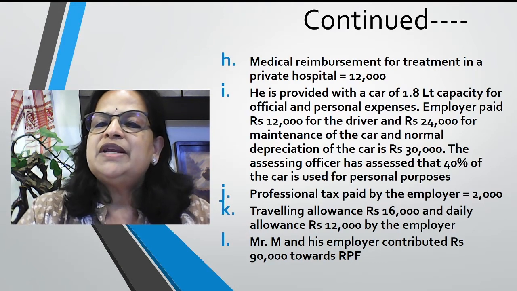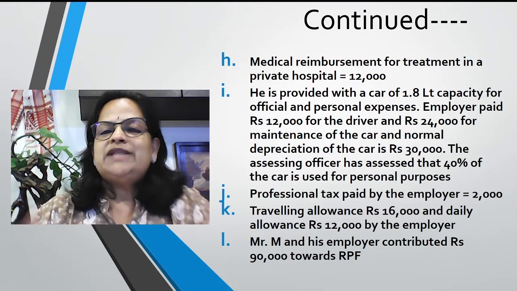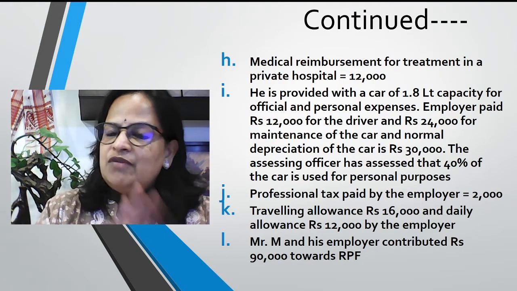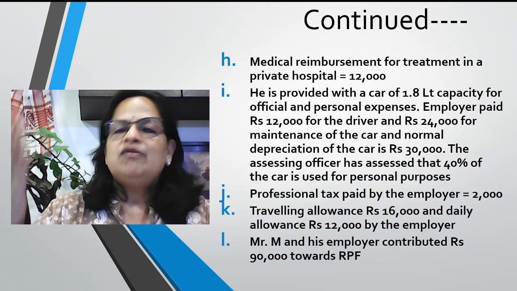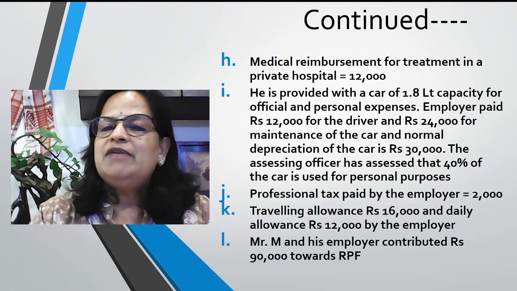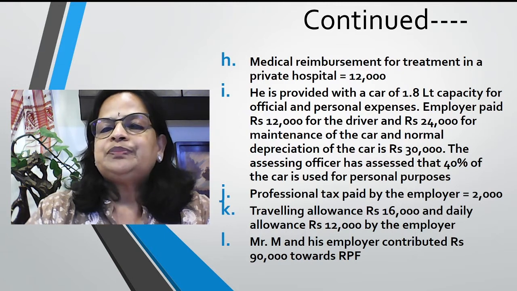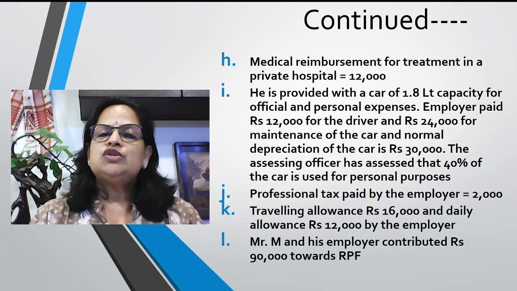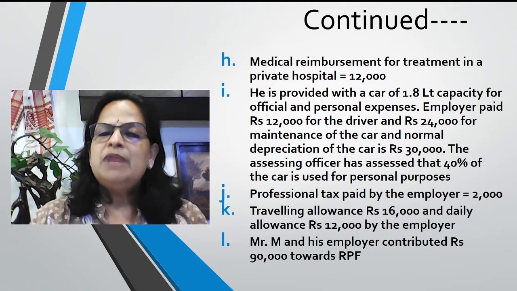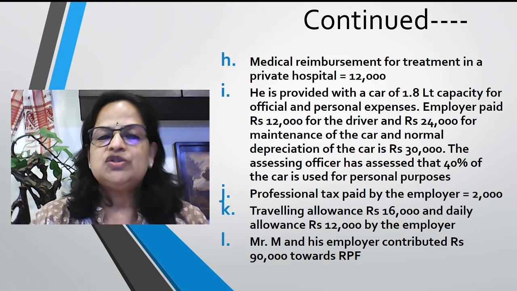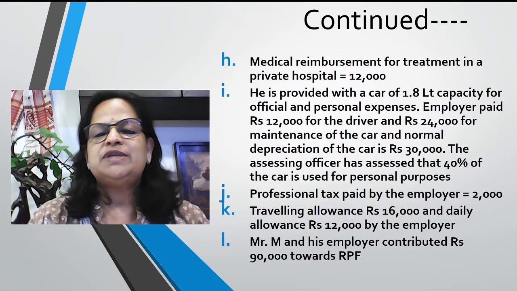Now he is provided with a car of 1.8 liter capacity. You know that for a car, two rates are there: 1800 if less than 1.6 liter capacity and 2400 if it is exceeding 1.6 liter capacity. So here the value is 2400 for official and personal purposes. Now employer paid rupees 12,000 for the driver and rupees 24,000 for maintenance of the car, and normal depreciation of the car is rupees 30,000. The assessing officer has assessed that 40% of the car is used for personal purposes.